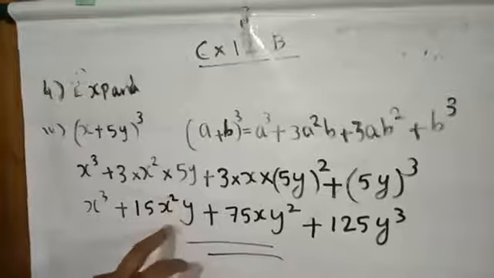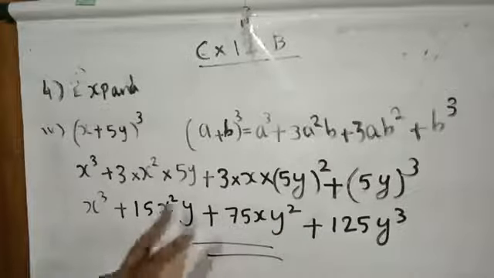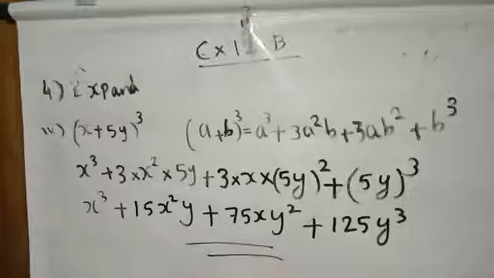Here x squared y, square is only for x. Here square is only for y, xy squared. This is x squared y and 75 xy square. So it is the answer. X plus 5y the whole cube is equal to x cube plus 15x square y plus 75xy square plus 125y cube. Okay, clear?